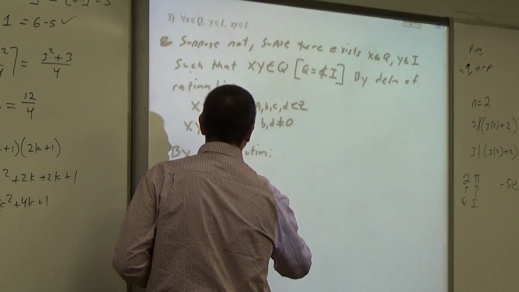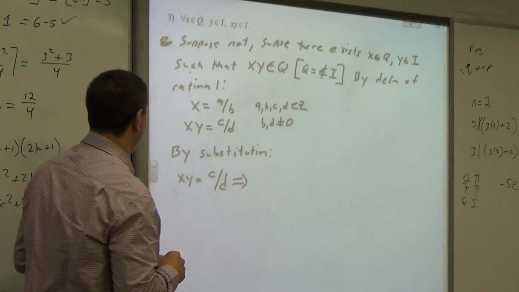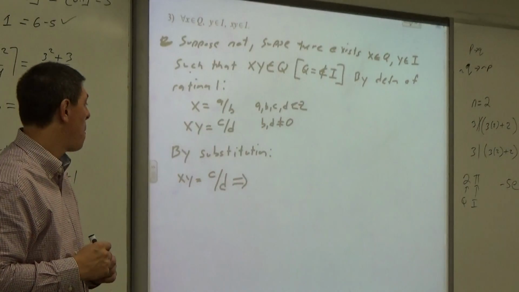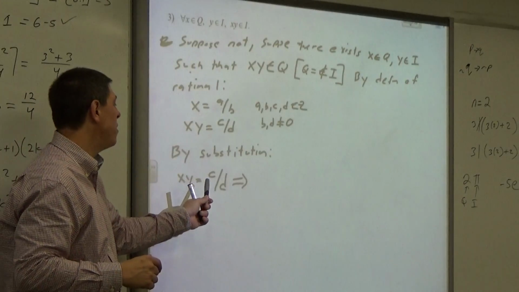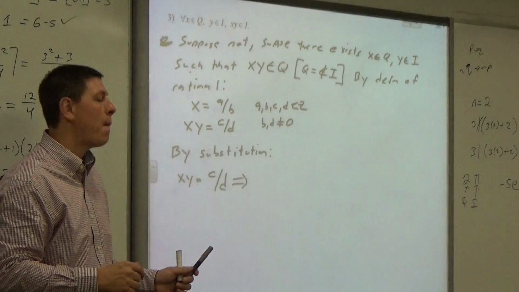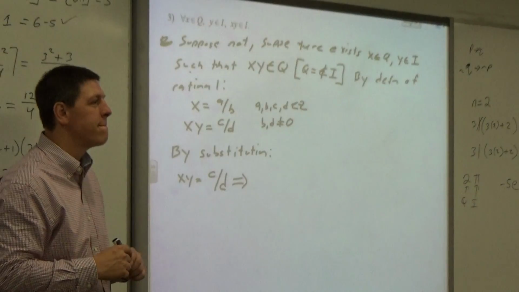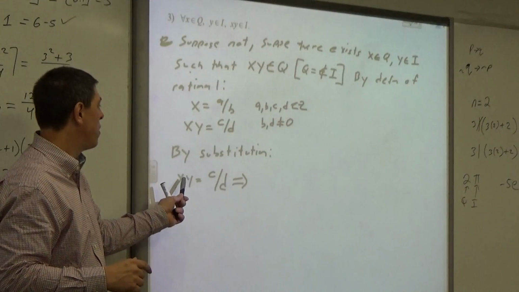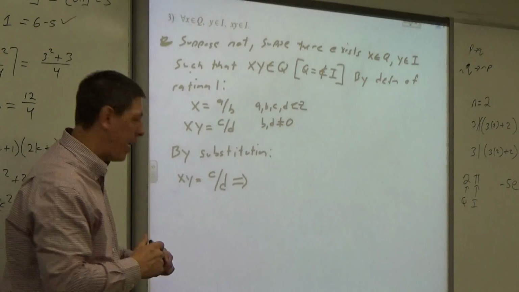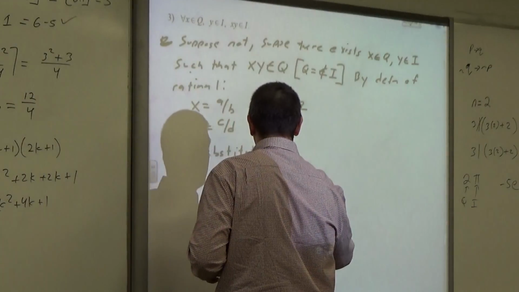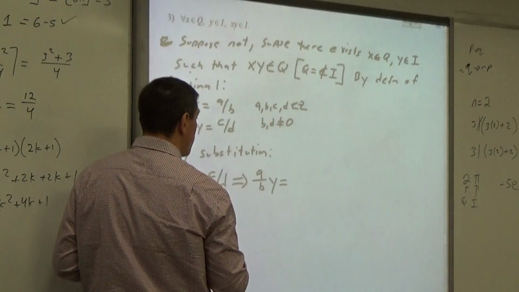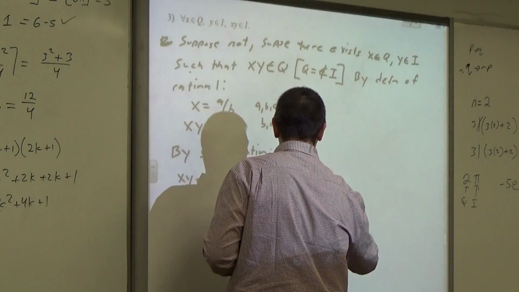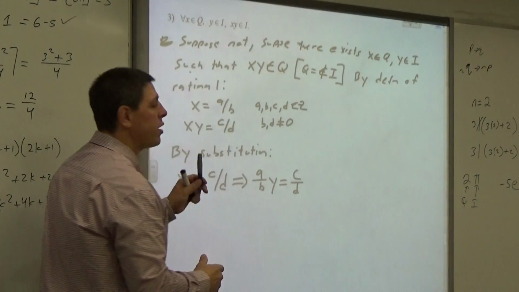Is going to be the same thing as what, guys? c over d times a over b. Not that, but you're close. C over d, right? xy. You have to substitute the value of x, which is a over b, right? So a divided by b times y is equal to c over d, right? Does that make sense to everybody, guys? We just plugged in for x.